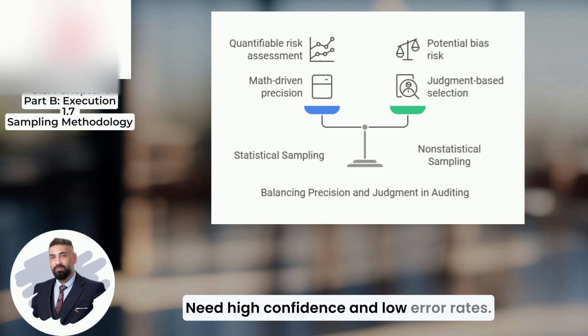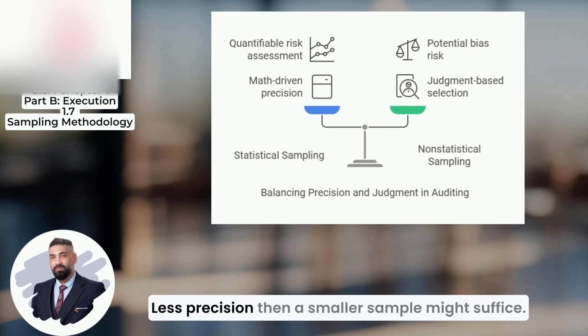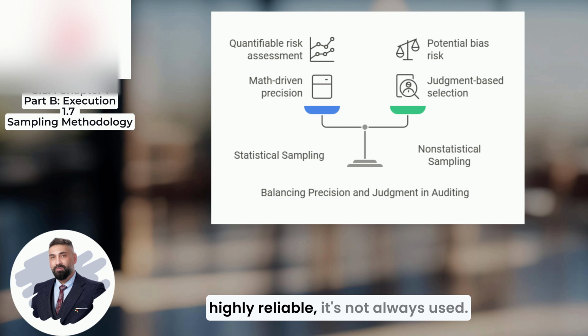With these calculations, auditors can fine-tune their level of precision. Need high confidence and low error rates? Be ready to pull a large sample size. Less precision? Then a smaller sample might suffice. While mathematical rigor makes statistical sampling highly reliable, it's not always used. It isn't always practical or necessary.